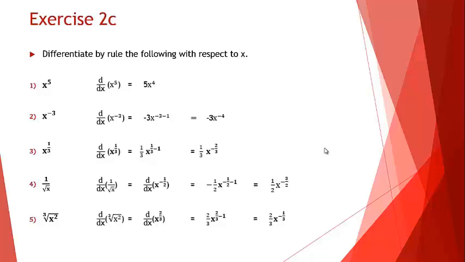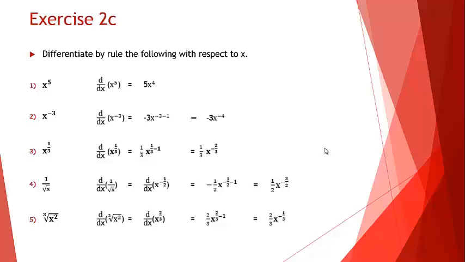When we work out the differentiation of 1 over root x, 1 over root x can be written as x to the power negative 1 half, because root x can be written as x to the power half. As root x is in the denominator, when we take it to the numerator, the power becomes negative 1 half. So the differentiation of x to the power negative 1 half gives us: multiply by the power which is negative 1 half, and then take away 1 from the power, which is negative 1 half take away 1. So we get negative 1 half times x to the power negative 3 halves.